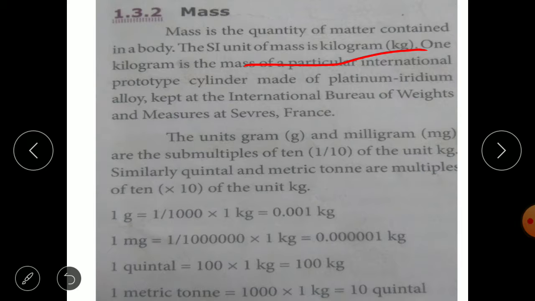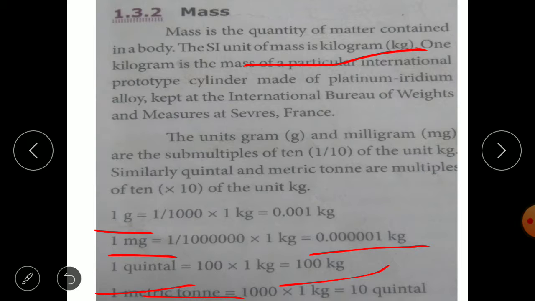They give different types of values, that means gram, milligram, quintal and metric ton. So 1 gram is equal to 1 by 1000 kg, and 1 milligram is equal to 1 by 10 to the power 6 kg. 1 quintal is equal to 100 kg. Our farmers use the word quintal.